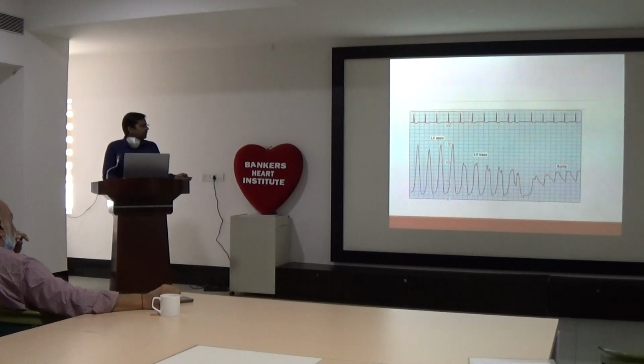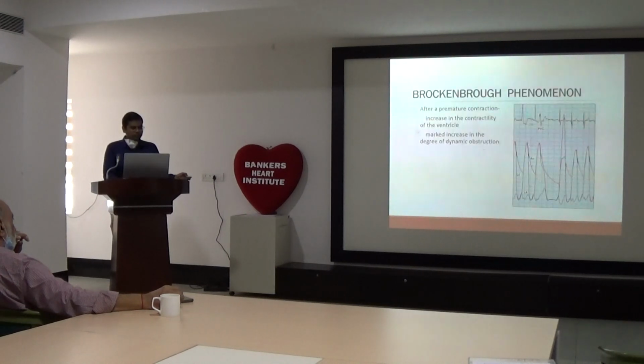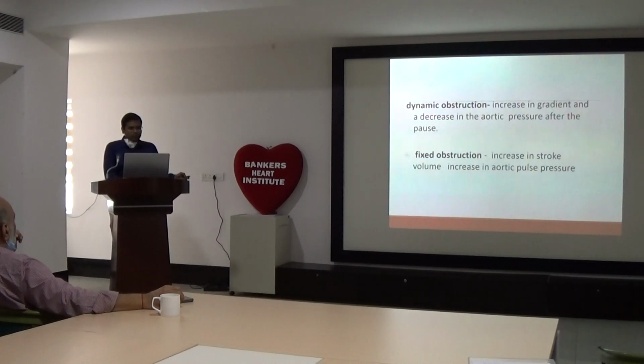This is also a pressure tracing. Here there is a maximum pressure in the LV apex and a decrease in the pressure in the LV base. Another thing is the Brockenbrough phenomenon, in which after a premature contraction or VPCs, there is an increase in the contractility of the ventricle, which leads to a marked increase in the degree of dynamic obstruction. Here we can see after the VPCs, we have a great increase in the LV pressures or LV gradient. It is the dynamic obstruction that leads to the increase in gradient, but this phenomenon is not seen in fixed obstruction.